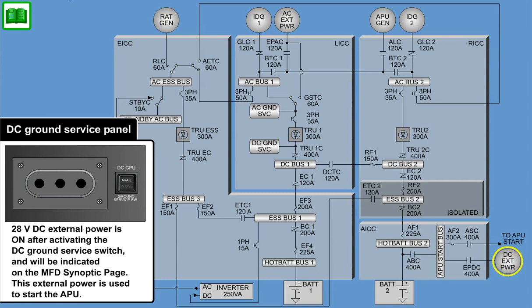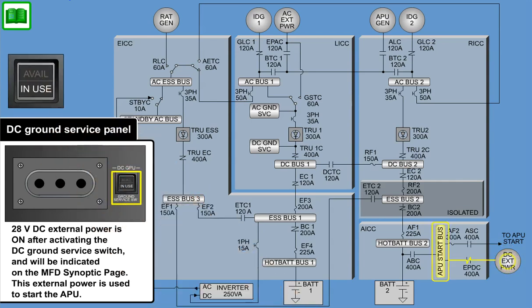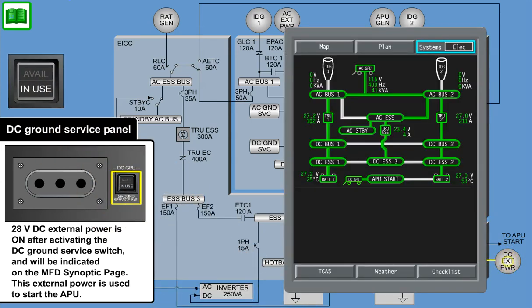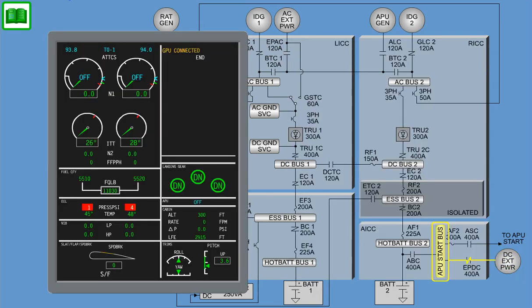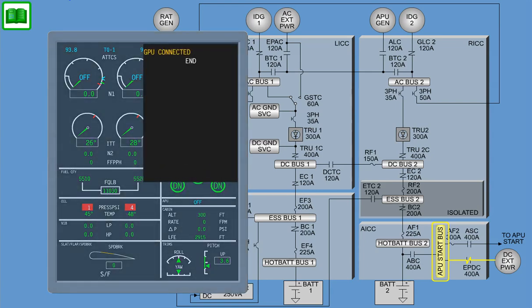28-volt DC external power is on after activating the DC ground service switch, and will be indicated on the MFD synoptic page. This external power is used to start the APU. In case of releasing the parking brake with an external power AC or DC connected to the airplane, the caution message GPU connected will be shown on the ICUS.